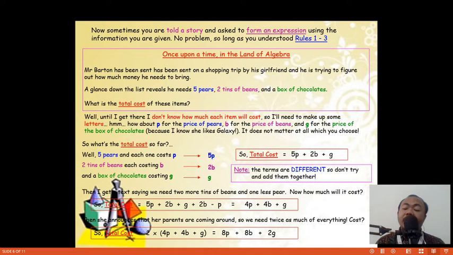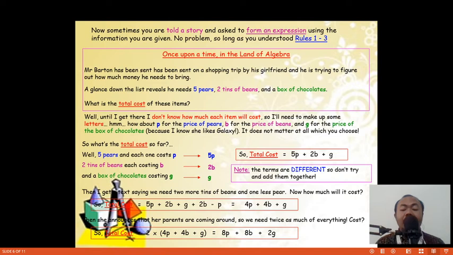Nah, twice of everything, it means you have to buy everything double. Just multiply by 2. 2 multiply with 4p plus 4b plus g. Just do multiplication. 2 multiply 4p, you will get 8p. 2 multiply with 4b, you will get 8b. And then 2 multiply with g, you will get 2g.